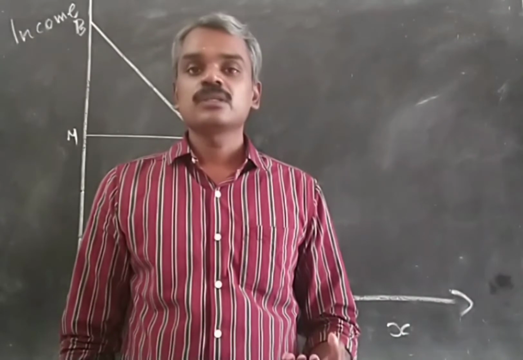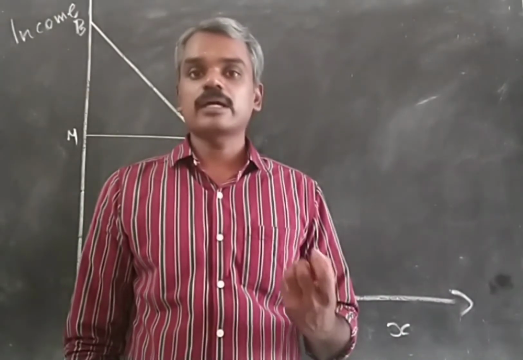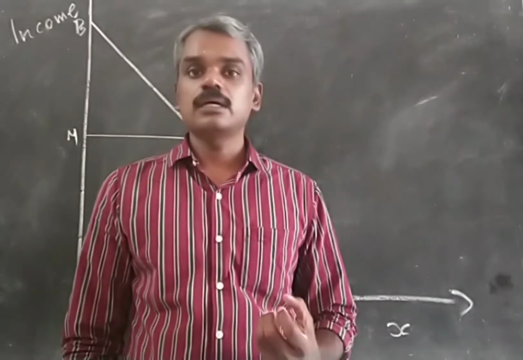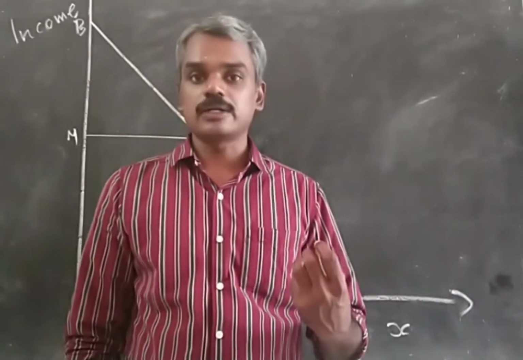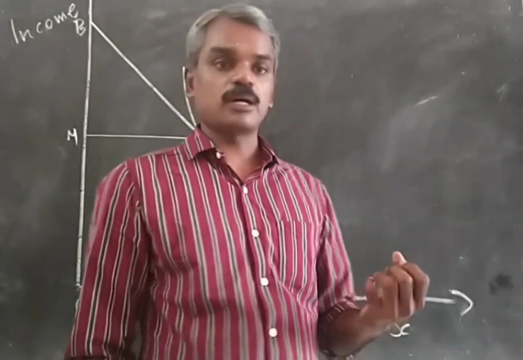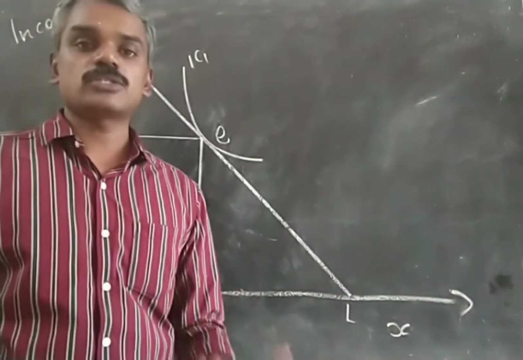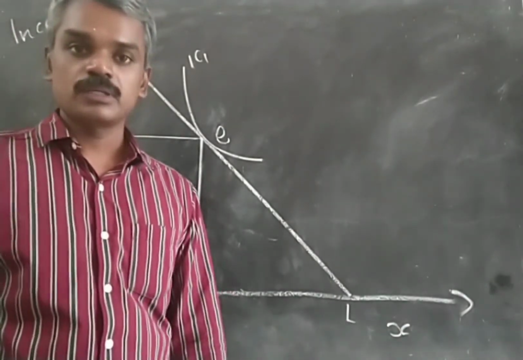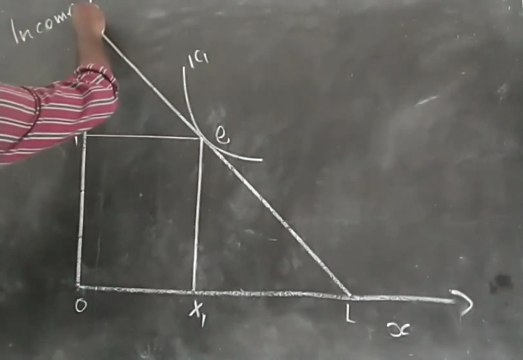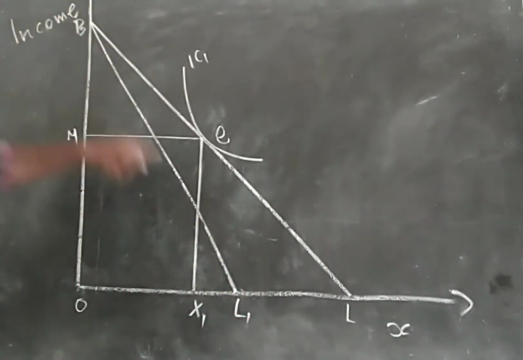For example, if the government introduces a 10% tax on a commodity worth 100 rupees, then the price of the commodity becomes 110. So imposition of a tax has the effect of increasing the price of the commodity, and we know from our previous analysis that increasing the price of the commodity causes rotation of the budget line to the left. The new budget line will be BL1.